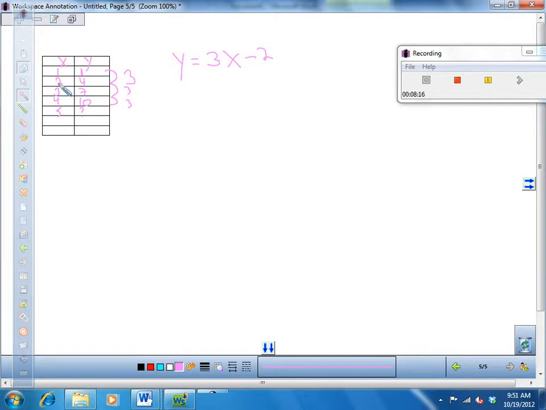So if I multiply 2 times 3, what do I get? Noah? Take away 2. 6 minus 2? Come on. He said 4, and that's correct, and that's where that comes from. I was putting him on the spot. 3 times 4, take away 2. 3 times 5, take away 2. 13.